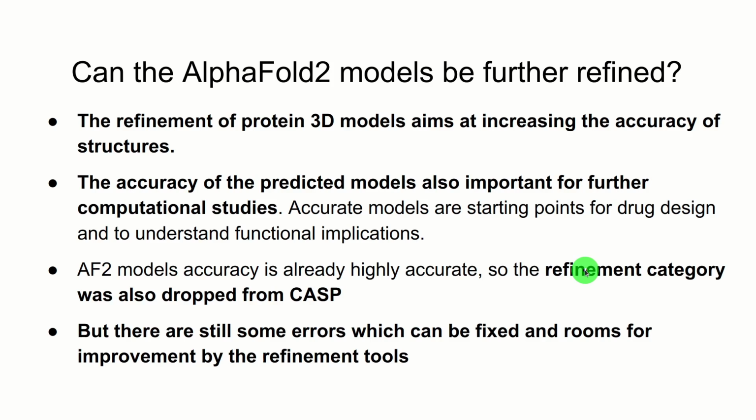The refinement aims at increasing the accuracy of predicted 3D structures, as the accuracy is crucial for further computational studies, such as drug discovery. AlphaFold2 models are highly accurate, near experimental accuracy, so the refinement category was dropped from CASP. However, there is still room for improvement, and errors can be fixed by refinement tools. And here, we try to answer whether we can refine the AlphaFold models or not.